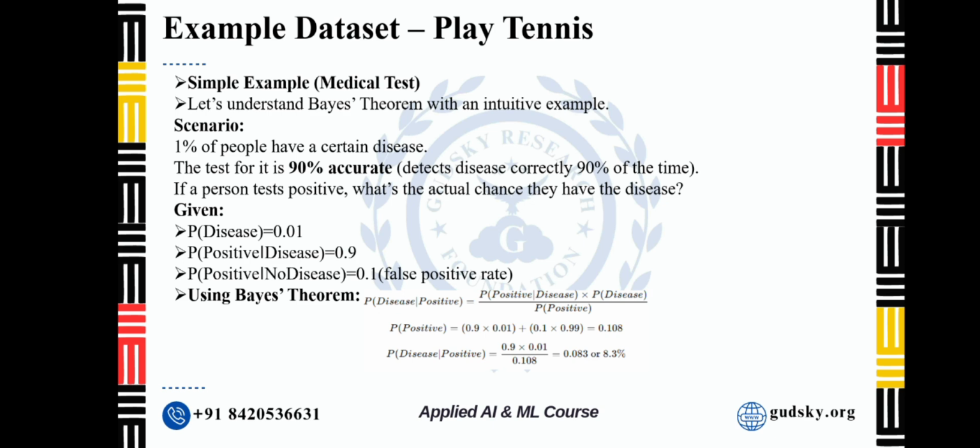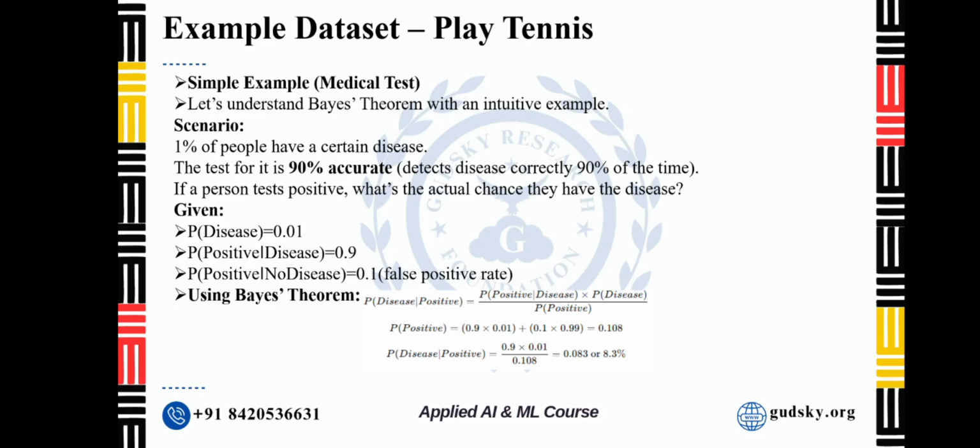If a person has the disease, the test is positive 90% of the time, P of positive given disease equals 0.9. But sometimes even healthy people get a false positive. That means P of positive given no disease is 0.1. Now the big question is, if a person tests positive, what's the actual chance they really have the disease? So using Bayes theorem, we can clarify how the person actually got a result.